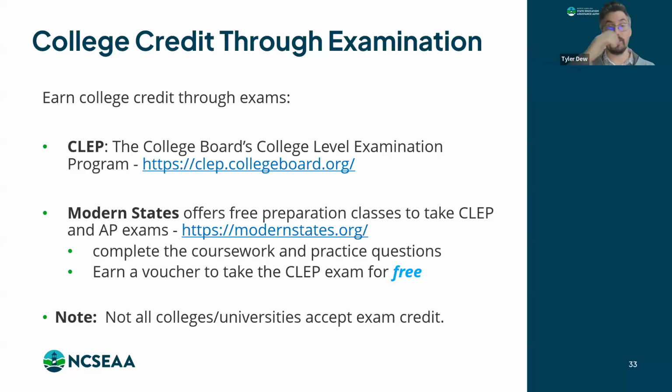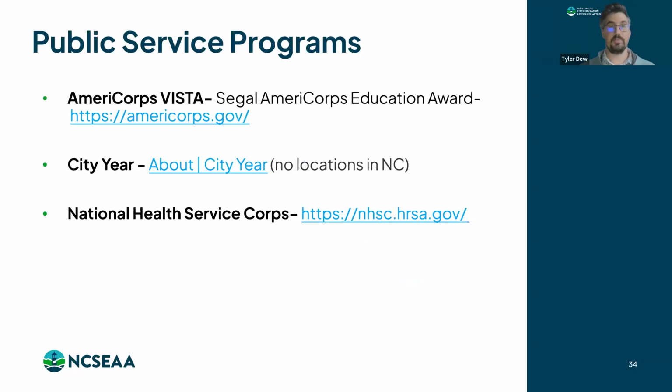But another important thing to note, not all colleges and universities may accept CLEP credit or even AP credit, right? Or some places might only accept a number five score on the AP exam. So make sure whatever college or university you're interested in that you are asking them what type of exam credits they accept. Do they accept CLEP? Do they accept AP, IB, things like that?